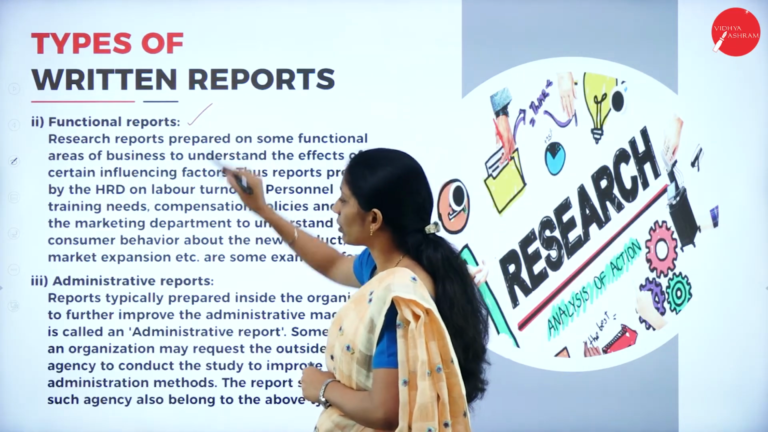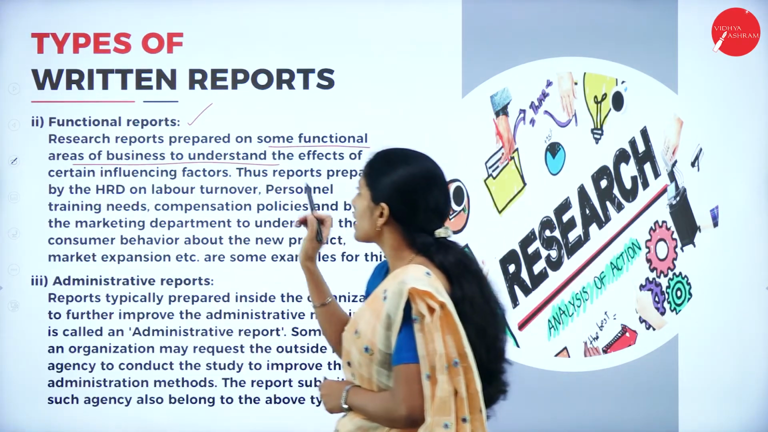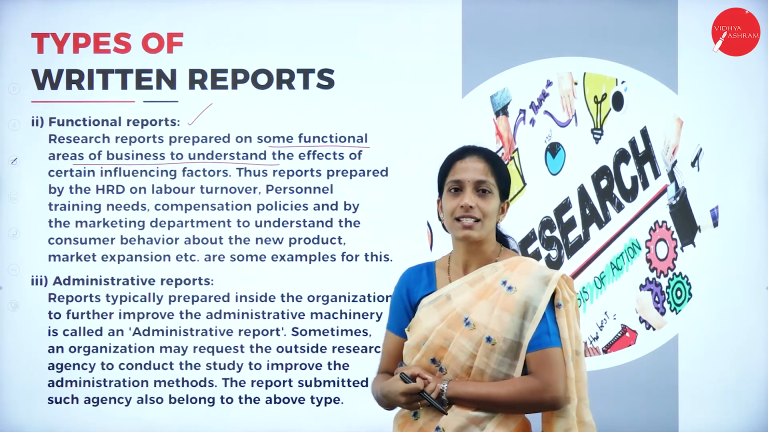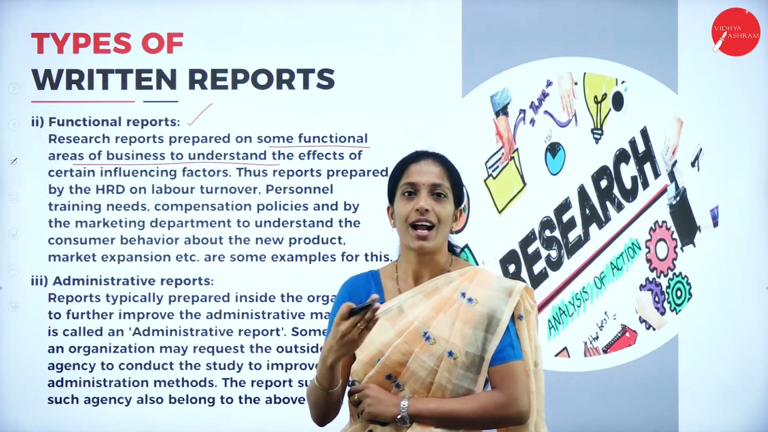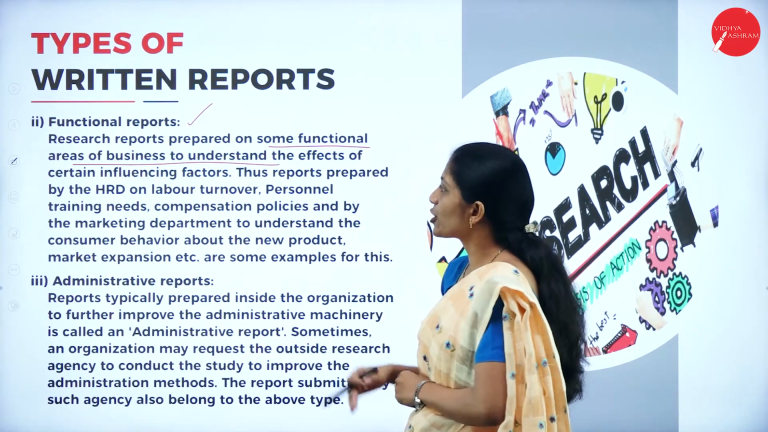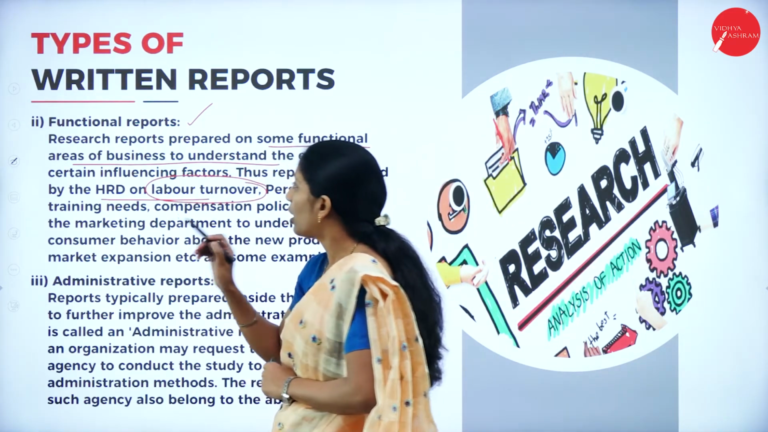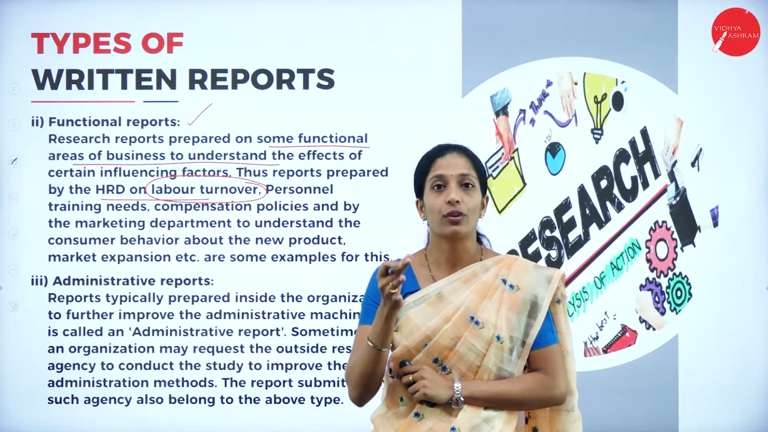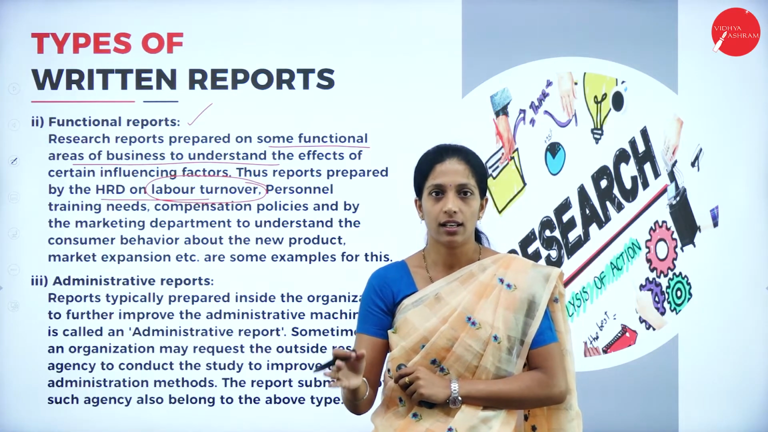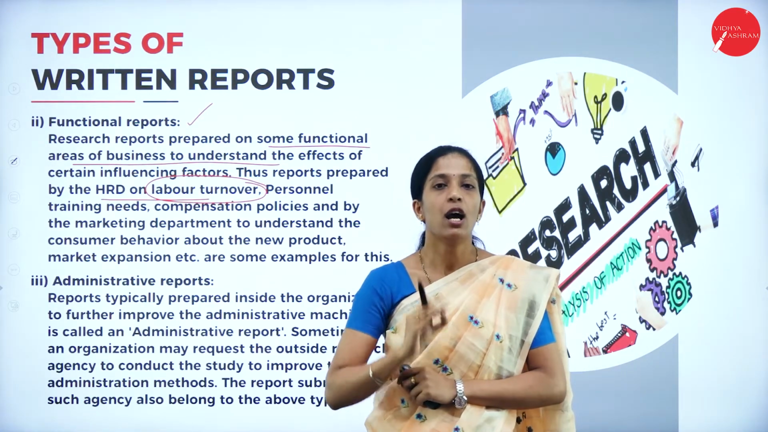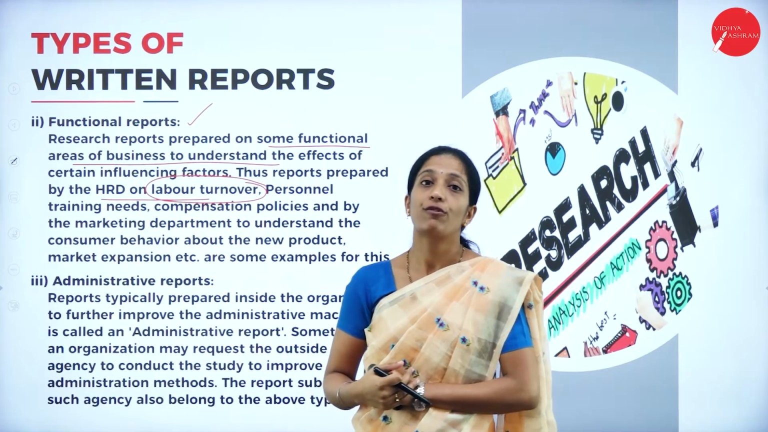Next one is the functional report. A research report prepared on some functional area of the business, to understand the effect on its business activity. On a particular functional area, the report has been presented. That is known as a functional report. For example, reports prepared by the Human Resource Department on labor turnover. This is a particular function on which the report has been prepared and submitted. That is known as a functional report. Based on a certain functional area, whatever research is done and the research report submitted is known as a functional report.